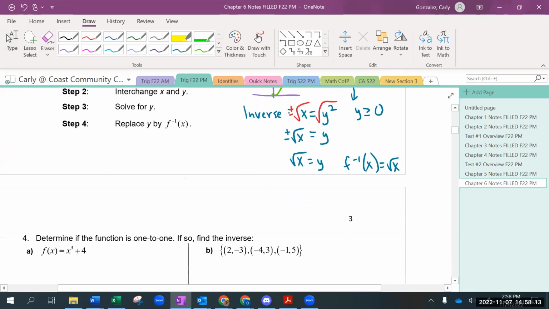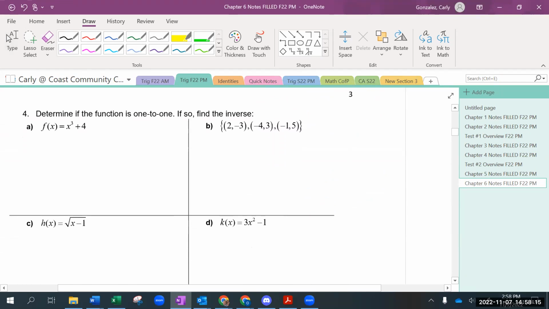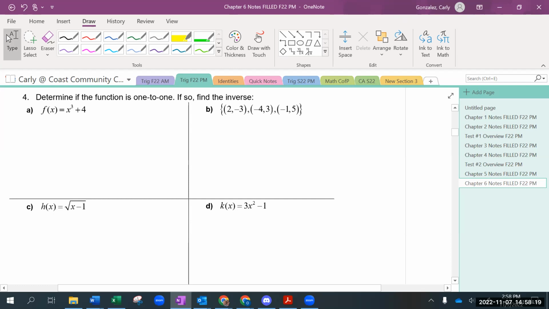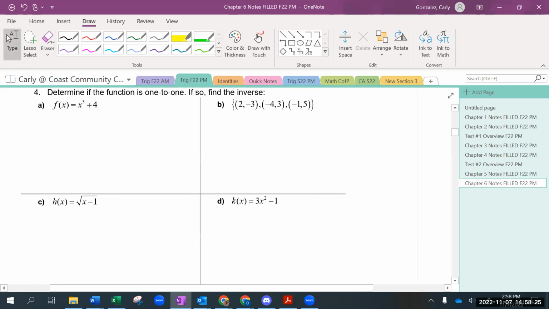So let's go ahead and do this with some practice. First we're going to decide if it is one-to-one, and if so, we'll go ahead and find the inverse. So y, or f of x, equals x cubed plus 4. There are a few different strategies to determine if it is one-to-one. One is if we're familiar with the graphs, like we just looked at above.